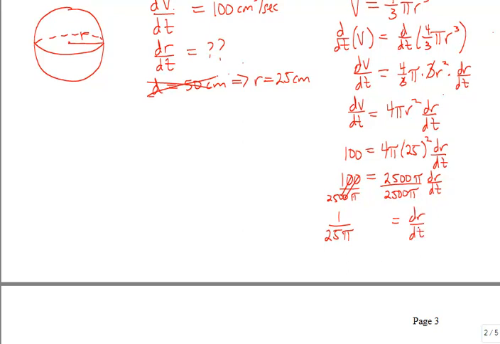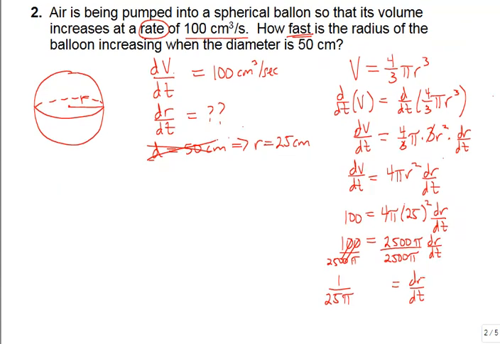is equal to. Now what kind of units should I have on this? This is a radius over a time, a dr over a dt. So you need units of radius, which were being measured in centimeters, over time. And the time that was being mentioned here was seconds. So dr/dt is 1 over 25 pi centimeters per second, and it's positive because as the balloon grows, that radius is going to grow as well.